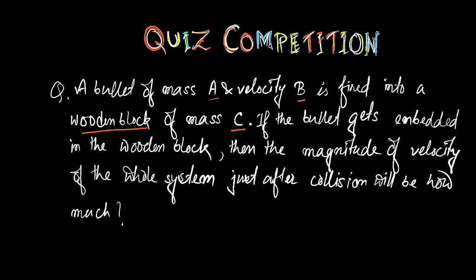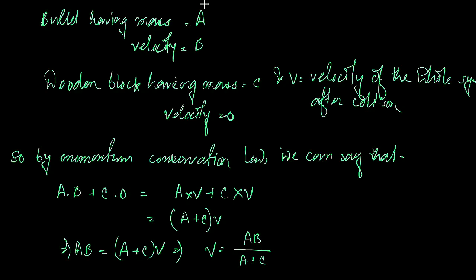That means a bullet is given whose mass is A and it has velocity B. It then hits a wooden block which has mass C. So now we have to find out the velocity of the whole system when the bullet is inside that wooden block. What will be the velocity? So the solution will be like this.